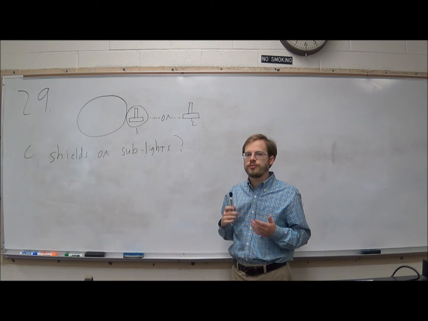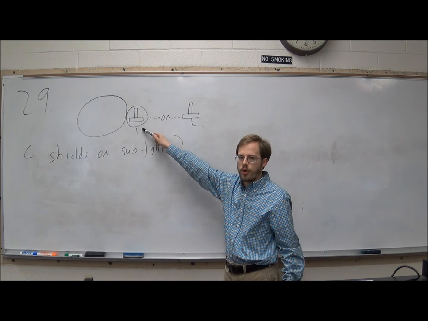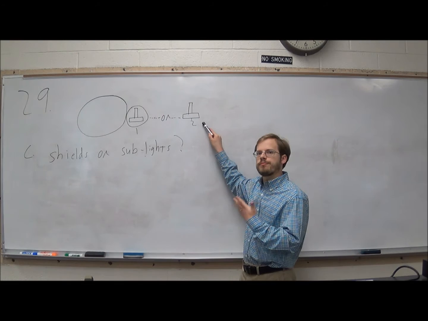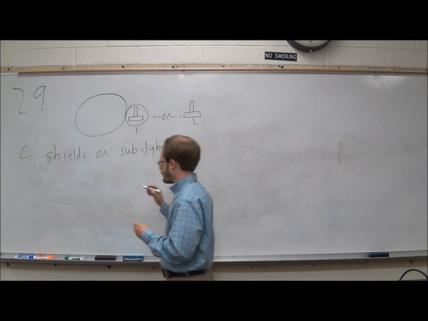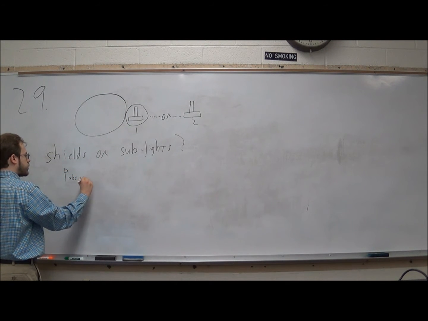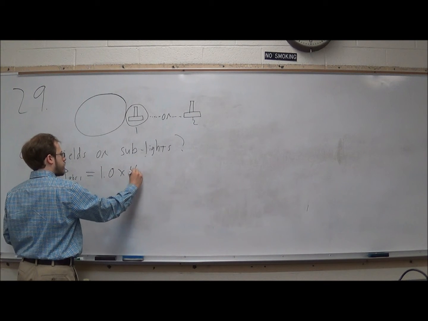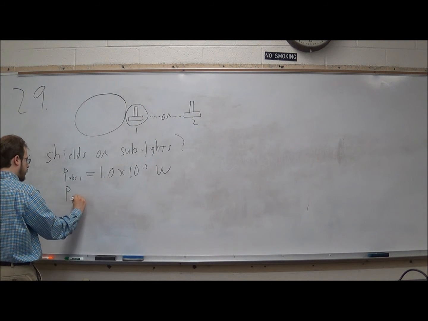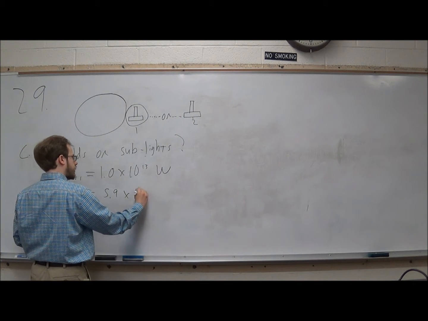Well, the way to answer that is to figure out how much power the ship can absorb with the shields at point 1, and how much power the ship can absorb without shields at point 2. So we know that power absorbed in position 1 is 1.0 times 10 to the 13 watts. Power absorbed in position 2 is 5.9 times 10 to the 11 watts.